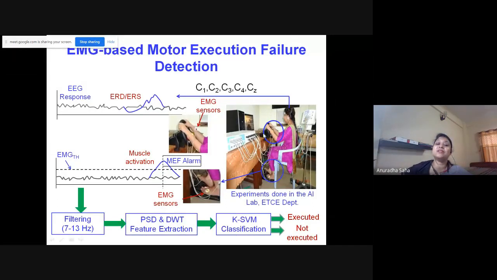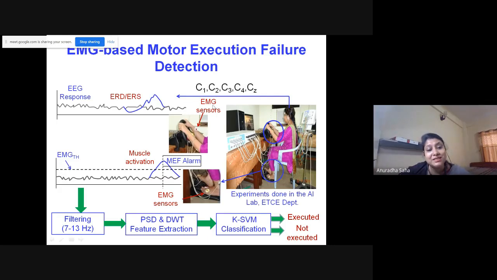Whenever the person senses a situation where she needs to brake or accelerate, and you can see that we don't have the option to press the clutch, so this is a simple situation. If she needs to press the acceleration or brake, EMG sensors are also placed on her feet to detect whether muscle activation takes place within the stipulated time frame, so that we can say she does not have a motor execution failure.